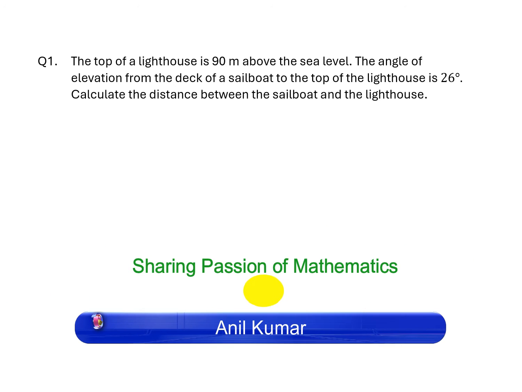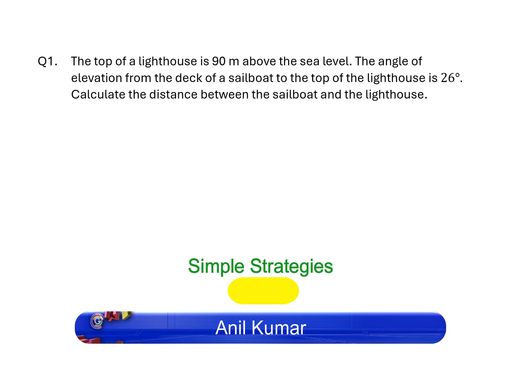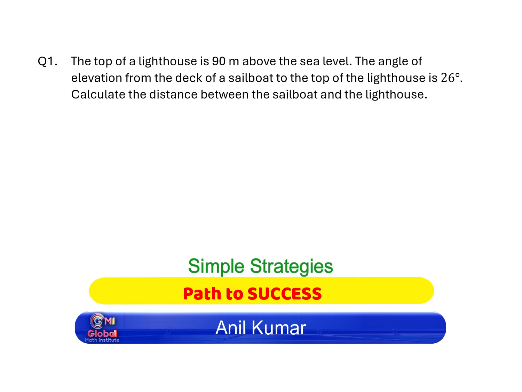Here is the solution of question number 1. The top of a lighthouse is 90 meters above the sea level. The angle of elevation from the deck of a sailboat to the top of the lighthouse is 26 degrees. Calculate the distance between the sailboat and the lighthouse.